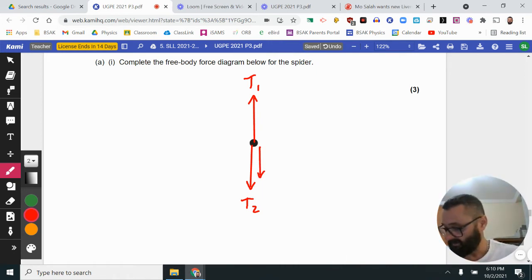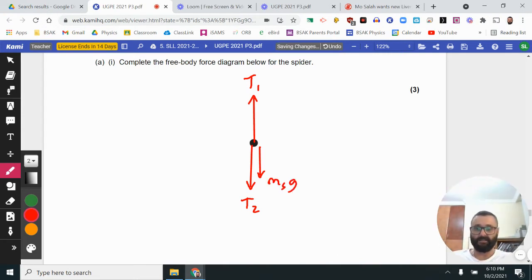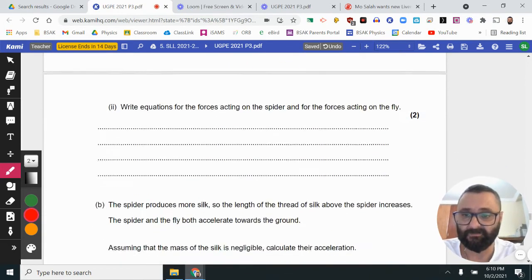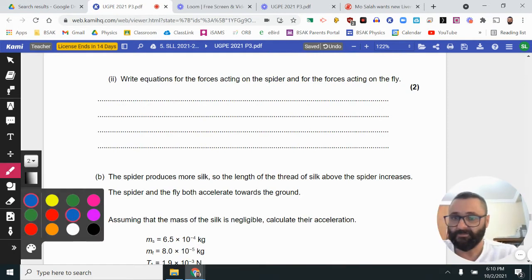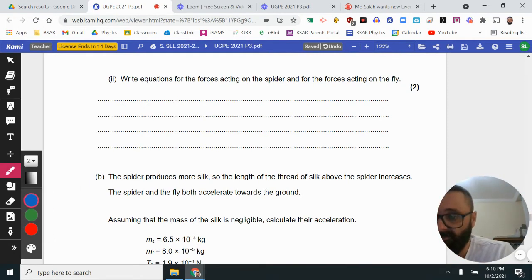Now, we're going to say MS, small g. So there you have it. There's the three forces acting on the spider. Everything's in equilibrium at the moment, so we need to set up our equations. So let's do the fly first.